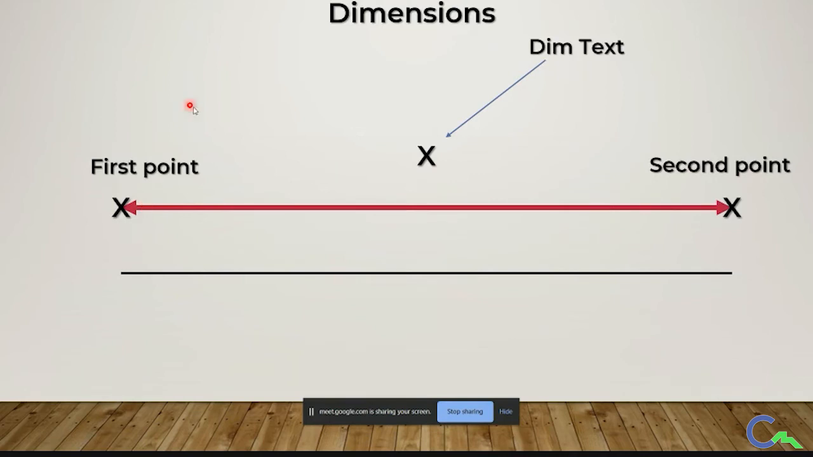So if we have to code, we want the first point, the second point, and whatever text is coming there, that we have to mention, right? Whether it is in centimeter, meter, everything. And we also have a chance to change the arrow head and its properties. So we can manipulate all those properties, right? We'll see how it goes.